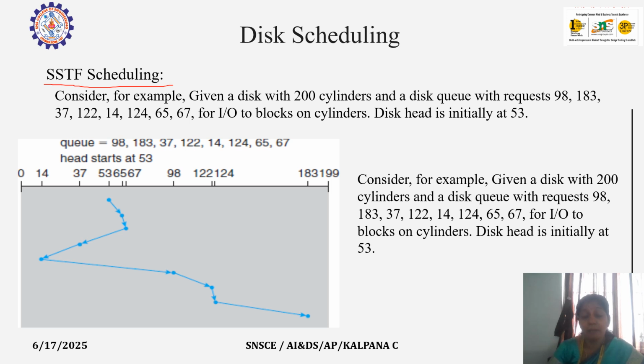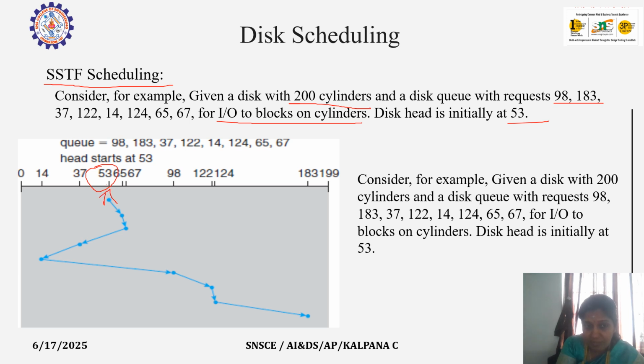And here in shortest seek time first scheduling, we follow a concept: first see the head position. So what is our head position? Just see this question. Given a disk with 200 cylinders and a disk queue with requests for input output to blocks on cylinders, the disk head is initially at 53. Okay, the initial head position is 53.